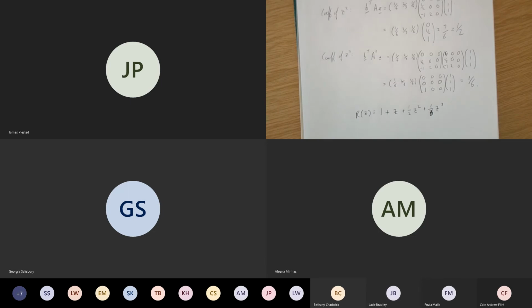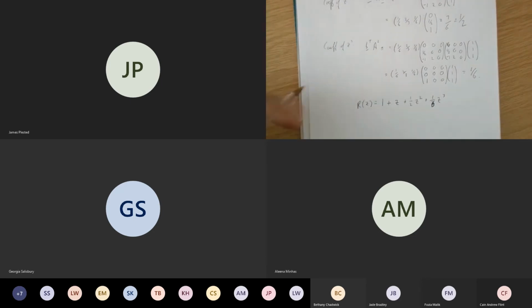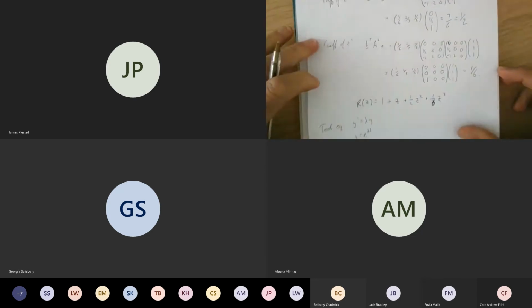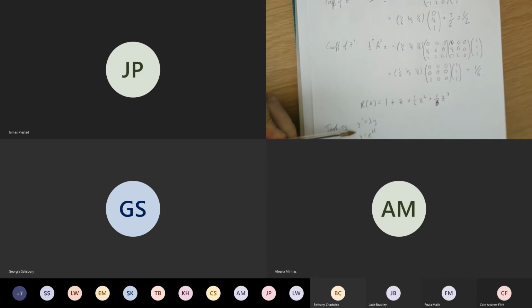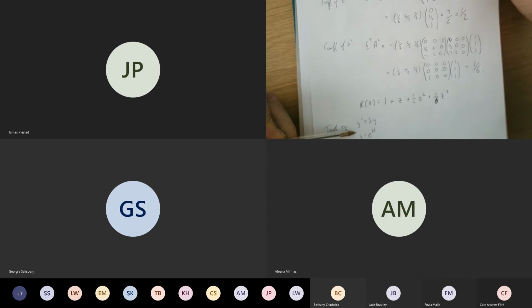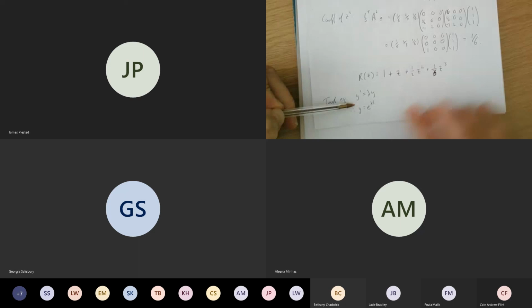Now, the test equation, if you remember, was y dash equals lambda y, and that has a solution e to the lambda t. Are you able to see that there? I don't know whether it's gone off my screen. I'll leave that up there.